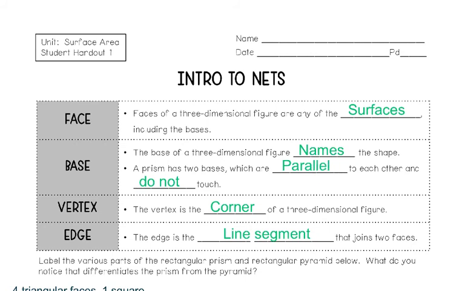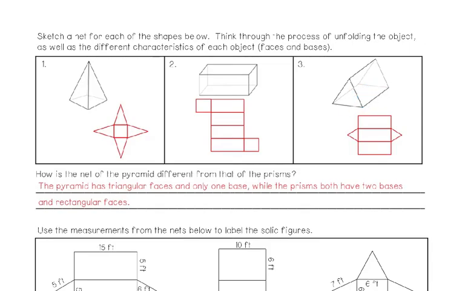And it's also what names the shape. So this is a triangular prism. It's not a rectangular prism, this is a rectangular prism. This is a triangular prism. So that's what names it.